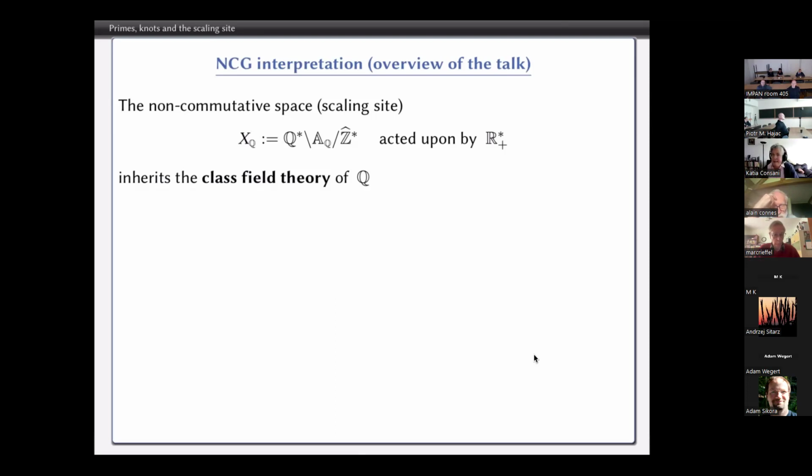So the scaling site is a quotient of the Adele class space of the rationals that you see here. It is a quotient where you cut off by Ẑ star, the units of Ẑ. And we know that this quotient, because this happened for the Adele class space, is acted upon by R star plus. And this non-commutative space inherits, by its own definition, after all, we work with Adeles, the definition involves Adeles, the class field theory machine of Q.